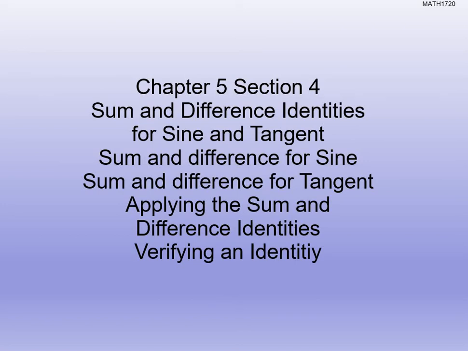Welcome back to Math 1720. We are in Chapter 5, starting Section 4. We're going to go over the sum and difference identities for sine and tangent, just like in 5.3, where we went over the sum and difference identities for cosine. There are some similarities as we go through this.